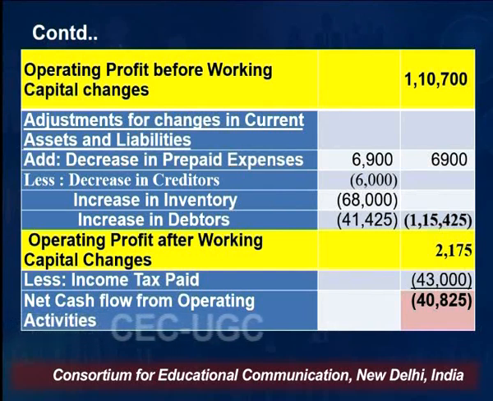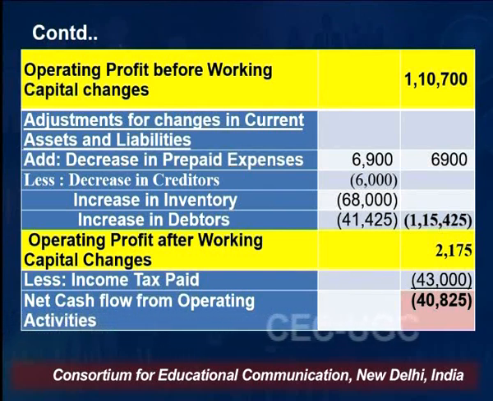There is a decrease in creditors. Any decrease in current liability means that you must have made payment to the creditors. There is a decrease in creditors, which means it might have been a payment to the creditor, and this value comes to be 6,000. We have shown this value under bracket, which means it is a cash outflow, because there is a decrease in creditors.